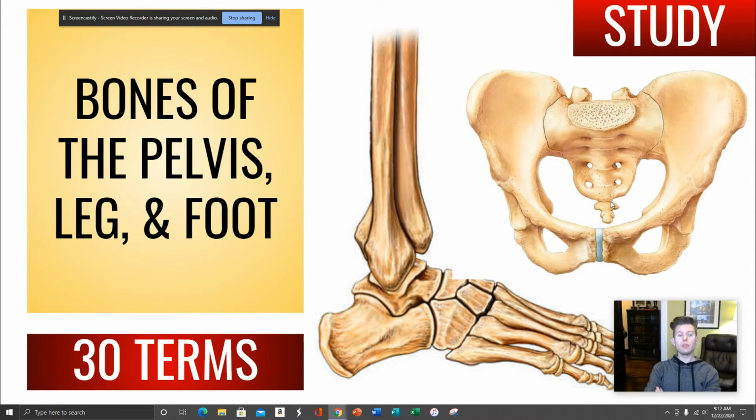So today we'll be going over the bones of the pelvis, leg, and foot. Again, all these different lessons are not all-inclusive. These are just some of the major terms that will help you have a basic understanding of anatomy in these particular regions. So let's learn them.